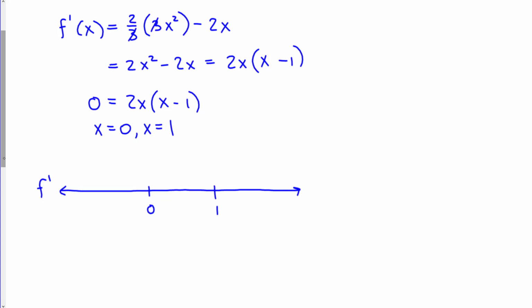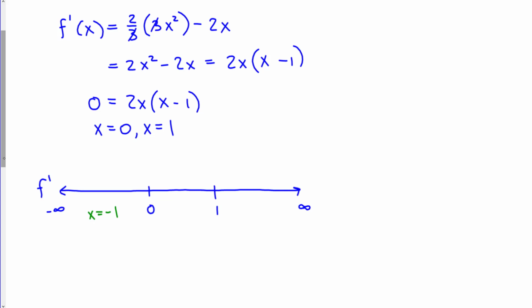So for instance, the function is either entirely increasing or entirely decreasing from negative infinity up to 0. So I need to pick some value between negative infinity and 0. So how about negative 1? That seems like the smallest number that's still on that interval. And if I see what's happening to my function at negative 1, then I know what's happening at negative 2, negative 3, negative 4, and all other values in that interval. So they're all either increasing or all decreasing, one of the two.